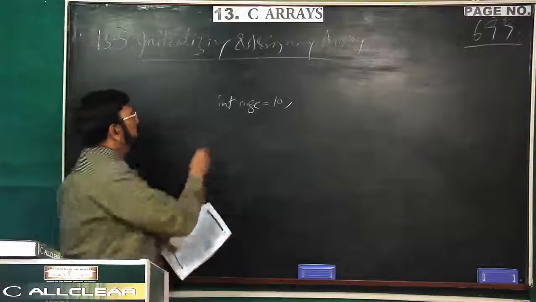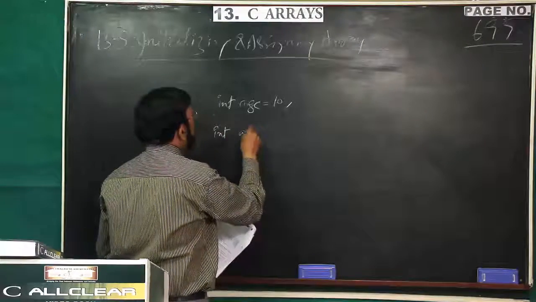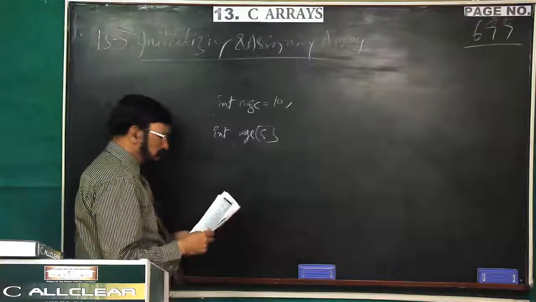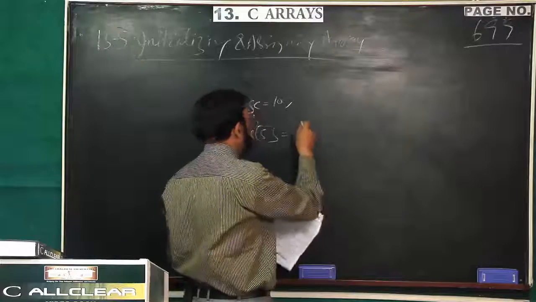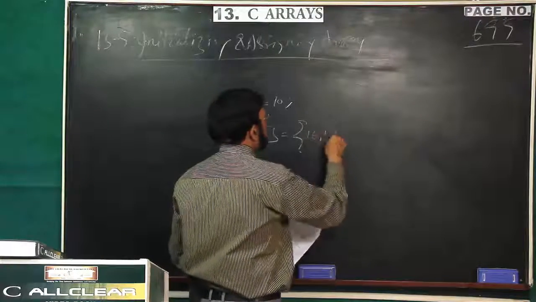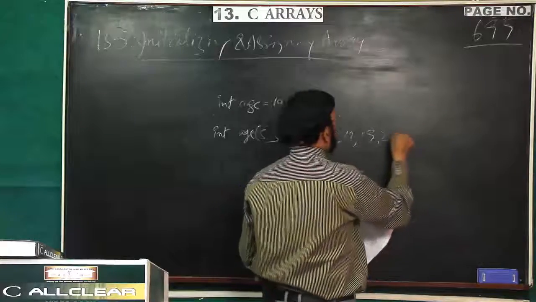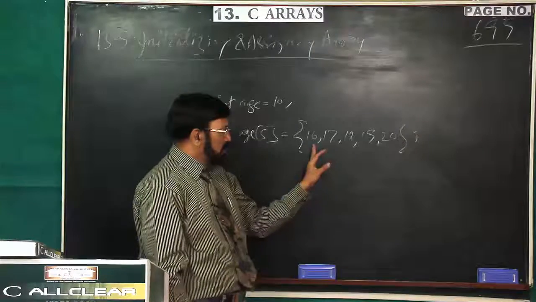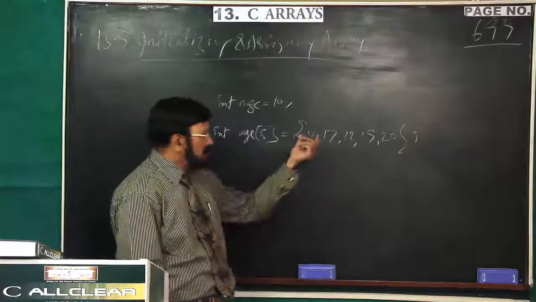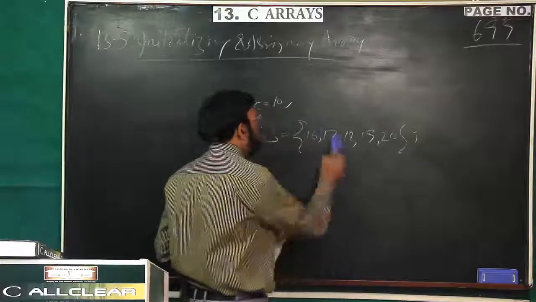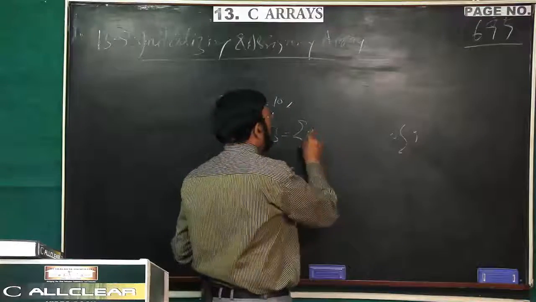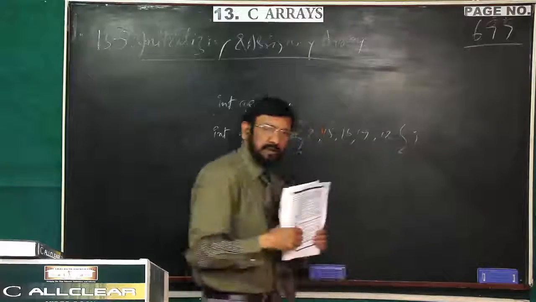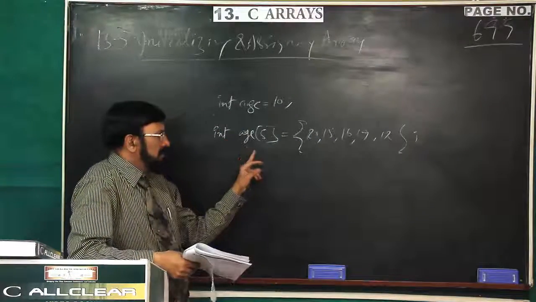Now, if you see, int age 5. 5 elements I want to store, 5 ages I want to store. If I want to initialize, I can initialize them as 16, 17, 18, 19, 20, like this. Here I put them in ascending order. This is not compulsory. You can put them in any order. This is an unordered list, so I can put it like this: 20, 15, 16, 19, 18. So you understand that every array is an unordered list.